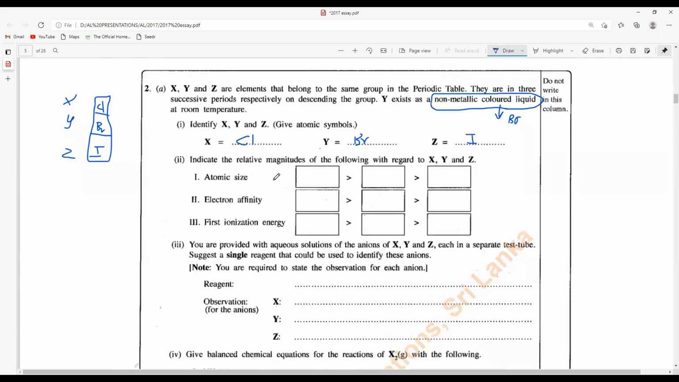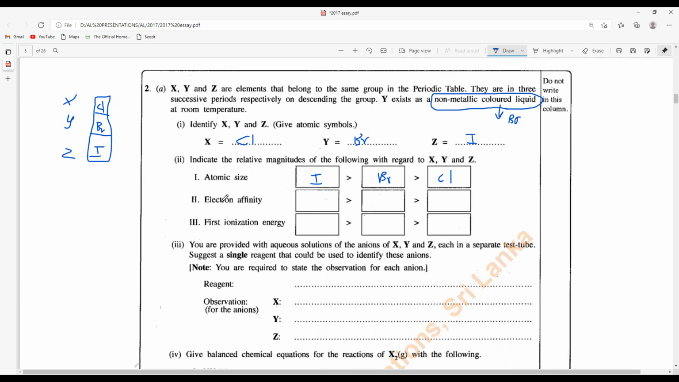Indicate the relative magnitudes of the following with regard to X, Y, and Z. This is very typical, right? Atomic size: fluorine, chlorine, bromine. Iodine would have the highest, and then bromine, and then chlorine, because on descending the group, an additional shell is formed.